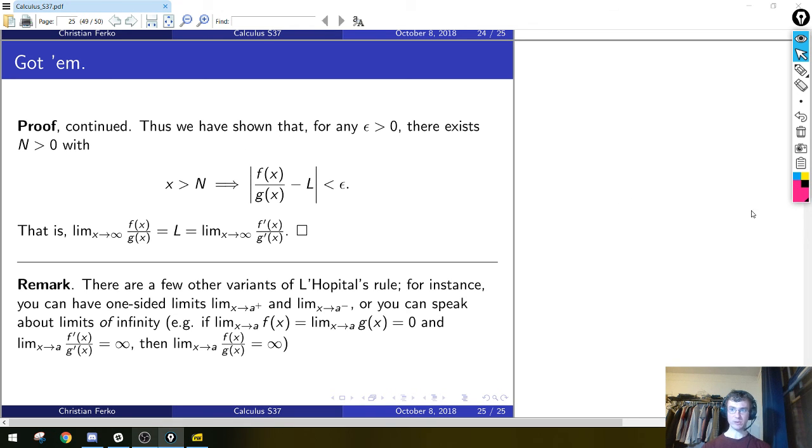So to summarize what we did, we said, alright, adversary, hand me whatever epsilon greater than 0 you like. I showed explicitly how to pick an n. You pick an n. And then we proved that whenever x is bigger than that n, then the absolute value of f of x over g of x minus L is less than epsilon, which is by definition the statement that these limits are equal. Okay, hard proof. Thoughts on the proof before I make remarks?